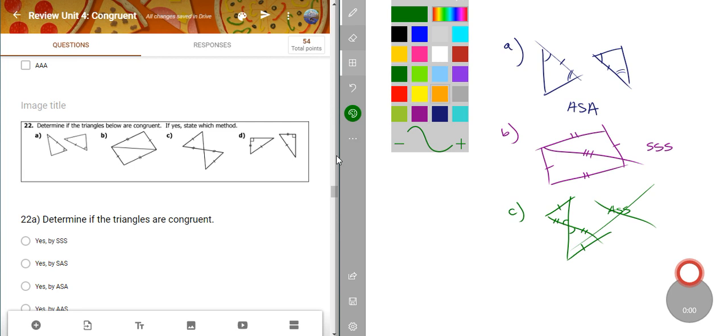And then lastly, D, we've got right angle. So you're automatically thinking, as soon as you see right angles, you should start thinking hypotenuse leg. So I've got a leg and the hypotenuse. So this is yes by hypotenuse leg. Okay. All right. So that's 22.